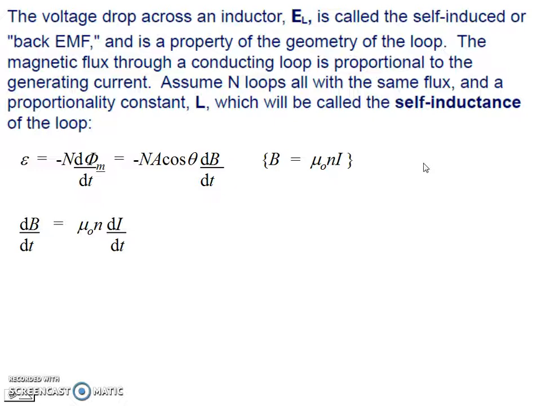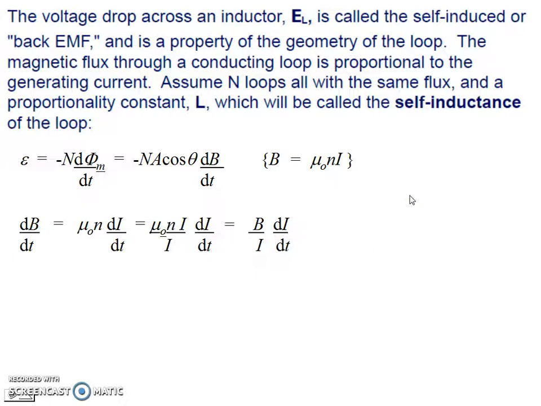Now here's where it gets a little bit weird, but follow along here. I'm going to multiply top and bottom by the current. All I do is multiply top and bottom by current. Why am I doing that? Well, on the top here we have mu naught Ni, which is the magnetic field produced by the solenoid. So I'm going to write this as B over I di dt.